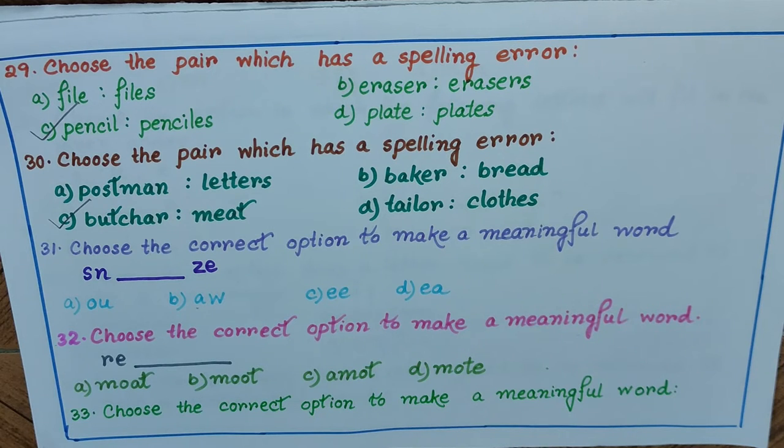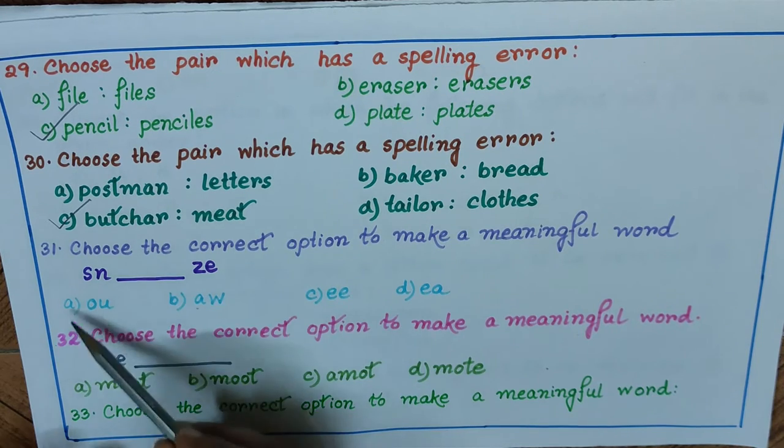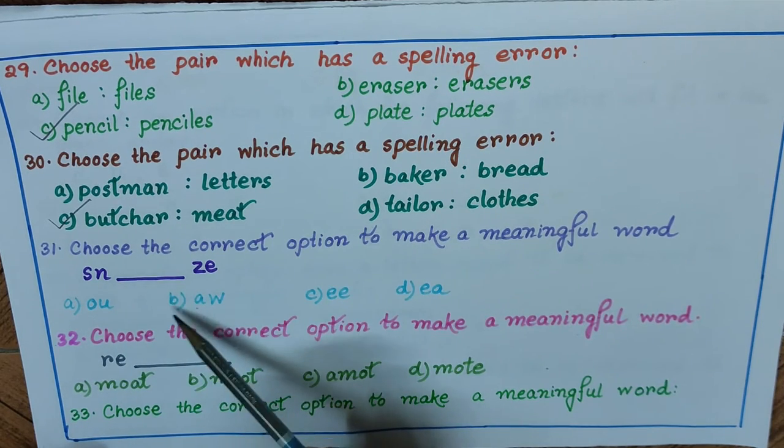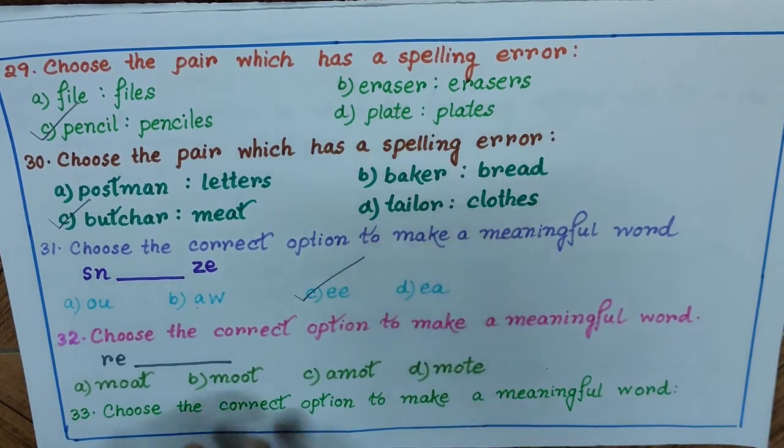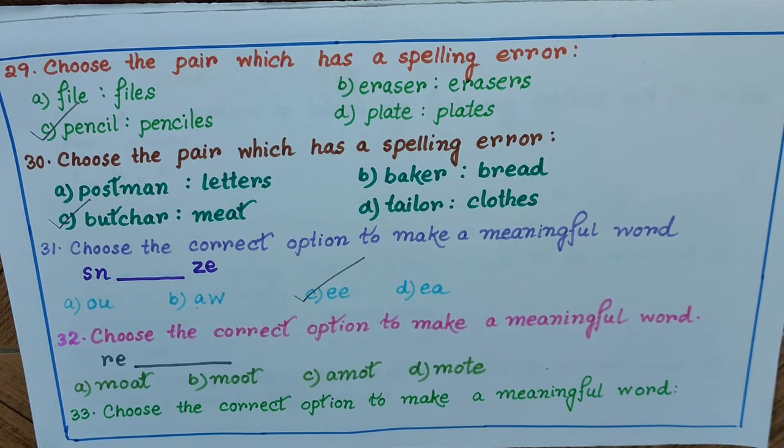Question 31. Choose the correct option to make a meaningful word. S-N-Z-E. So S-N-O-U from option A is not going to work. From B, A-W if we replace, not going to work. From C, double E is going to work because sneezing is a word. So sneeze is the right answer. Answer C.